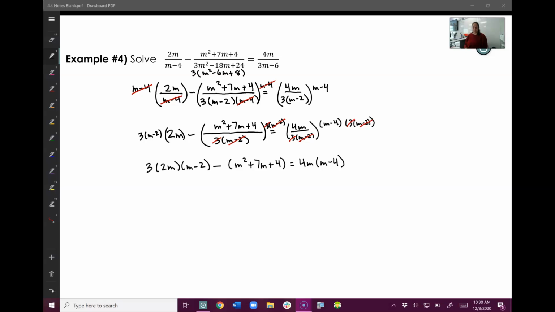You'll notice I kept this second one in parentheses. That's to remind me that I need to distribute that negative. So I want you to do this part next. So 3 times 2m is 6m. Distribute your negative in. Distribute your 4m in. This one you should end up with a quadratic, an x squared. So you're going to bring everything to one side, get it equal to 0. Factor it, and then set each part equal to 0 to solve. So I want you to try that all on your own. Pause your video and try and get that part done.